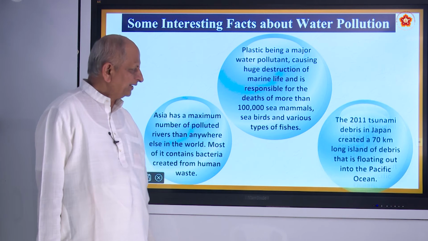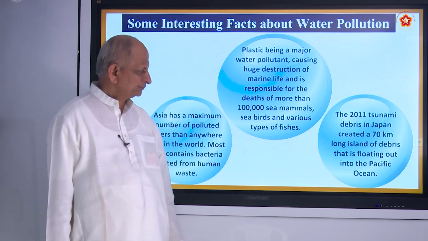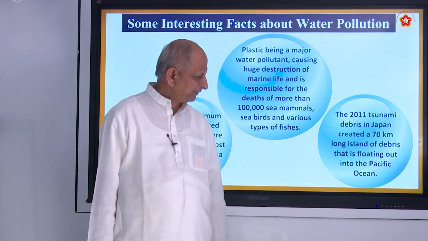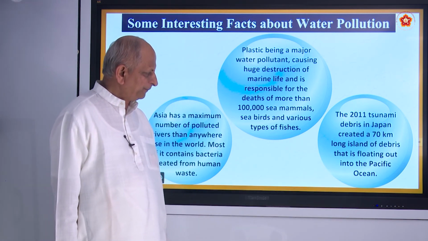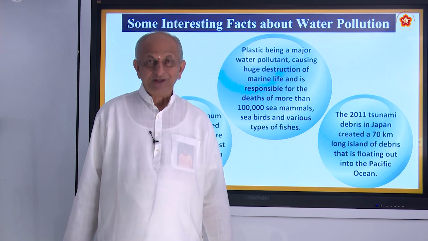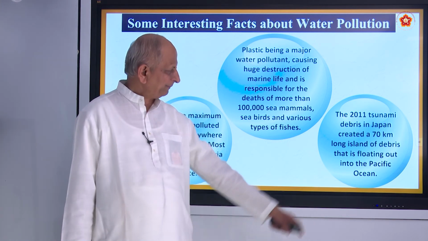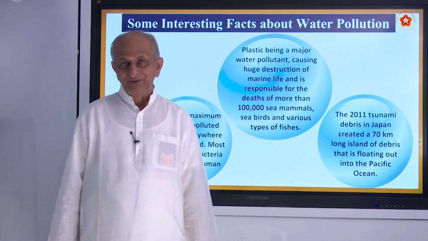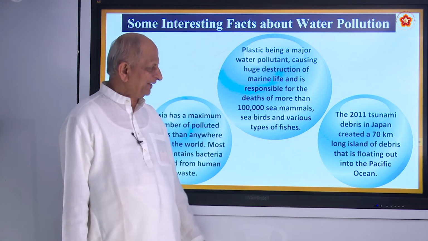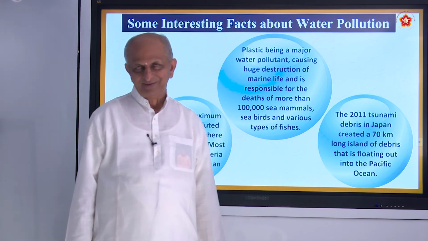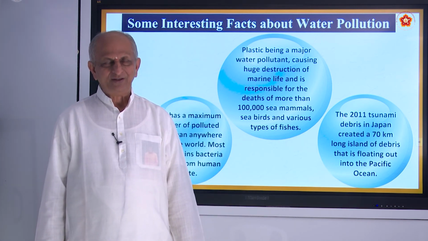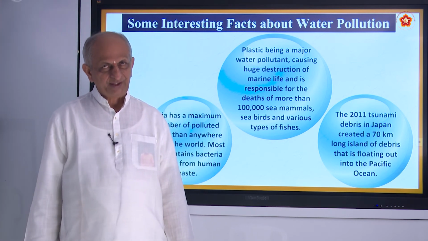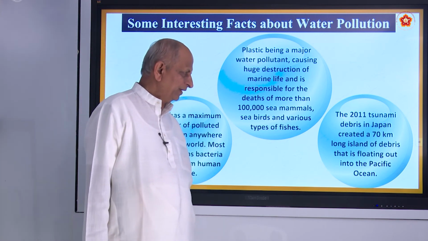And thirdly, in 2011, Tsunami debris in Japan created a 70 kilometers long island of debris that is floating into the Pacific Ocean. Tsunami. What is tsunami? It's a Japanese word. The spelling is T-S-U-N-A-M-I. Please know the spelling. But you pronounce it as tsunami. So it is nothing but huge waves coming from sea or oceans.